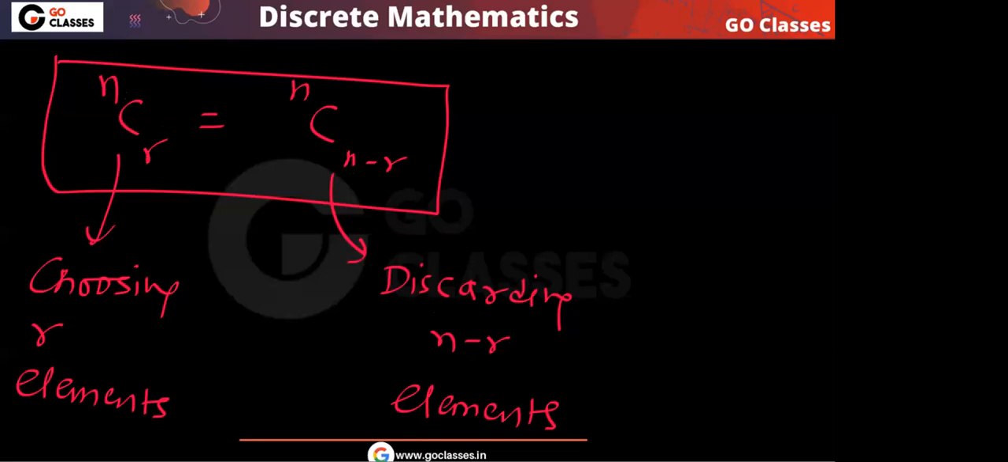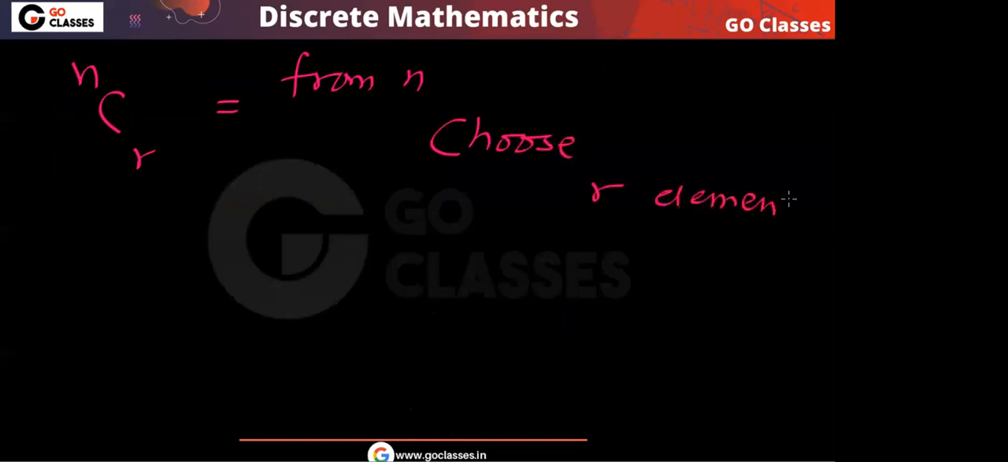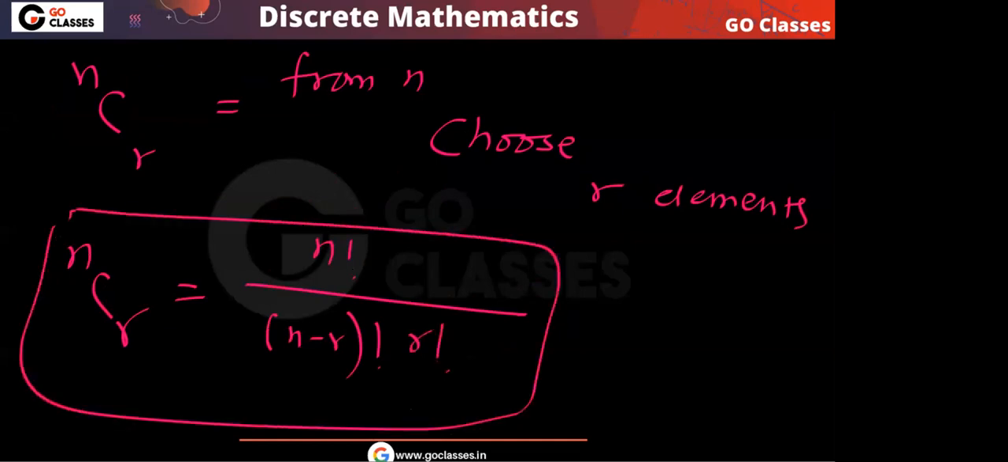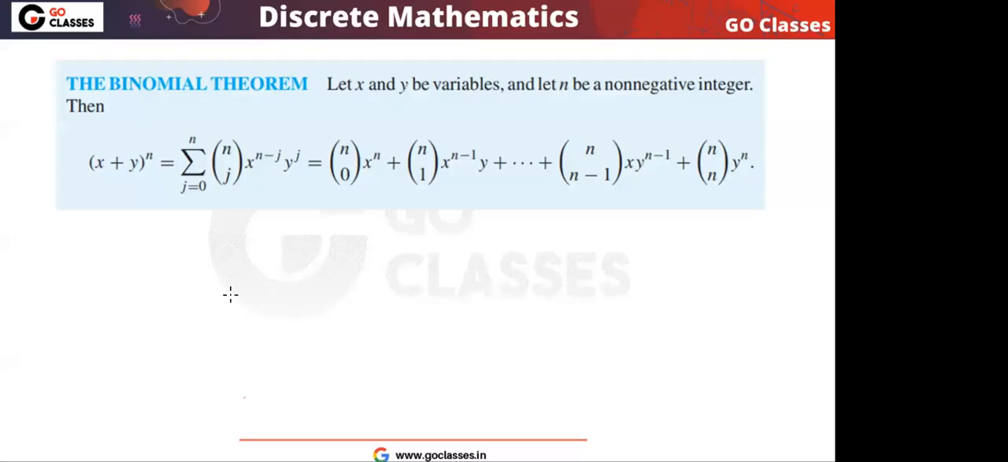nCr means from n, choose r. The formula is n factorial divided by (n minus r) factorial times r factorial. In nCr, one thing you should take care of, I will tell you after some time. Anyway, this is the binomial theorem, which is already clear to you.